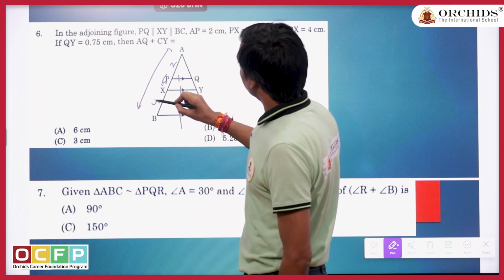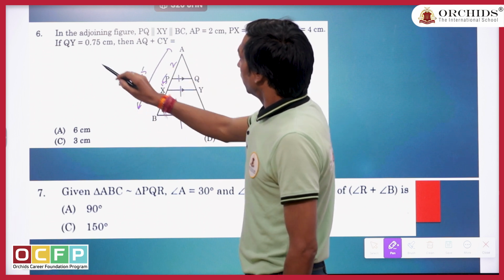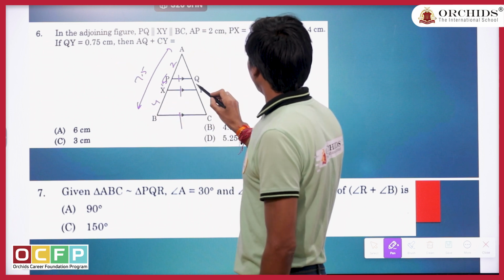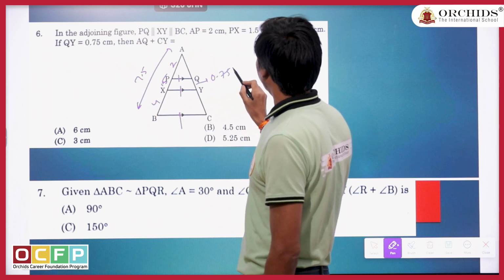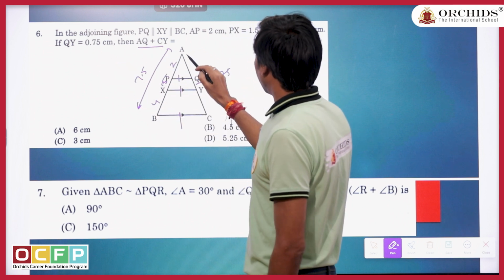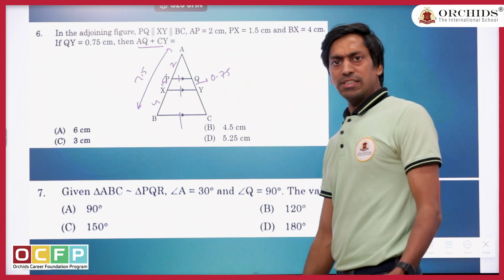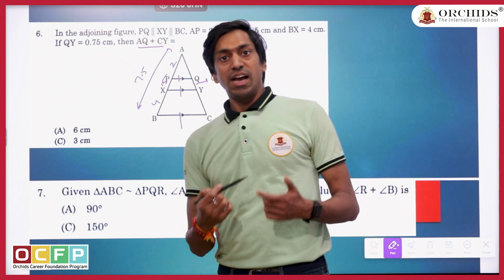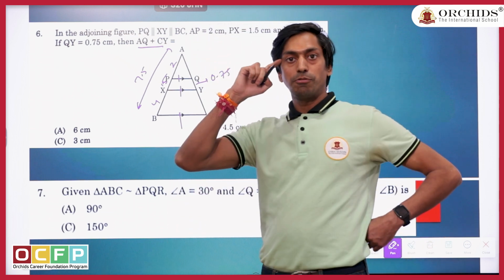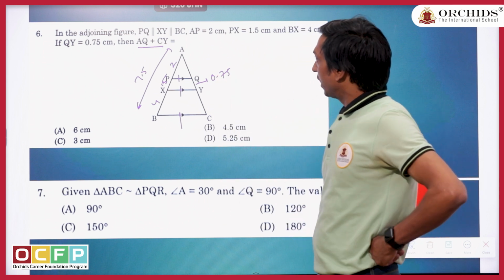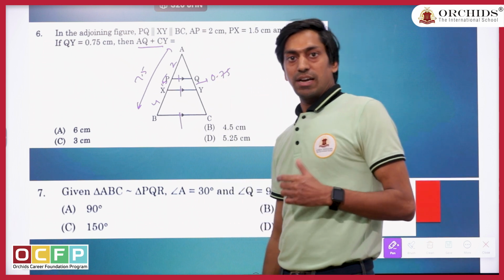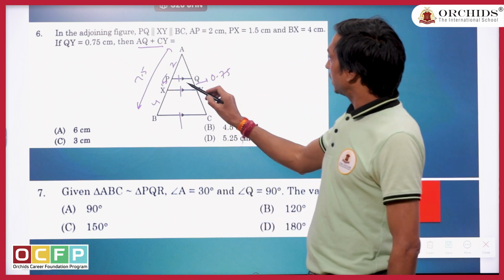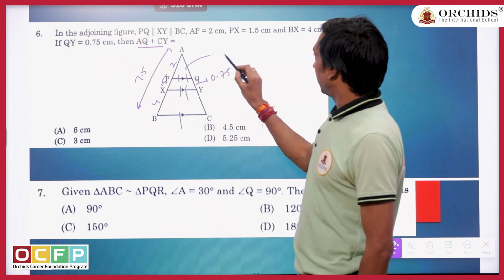If I take total distance, that is equal to 7.5. Now, if QY distance is given as 0.5 centimeter, they are asking to find the distance AQ plus YC. I can find this distance anyhow. If you get the value of AB, I can easily subtract QY and get the required AQ plus CY length. For that, I know this side is parallel to this, so I can use BPT in these two triangles.